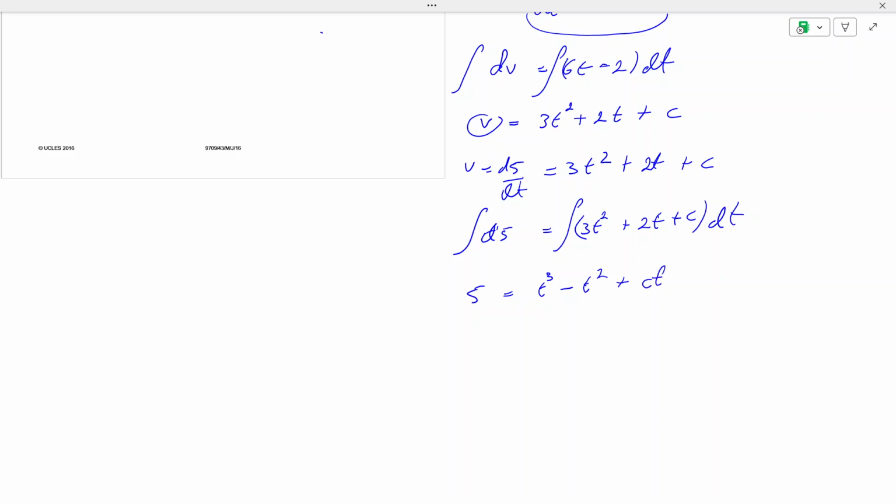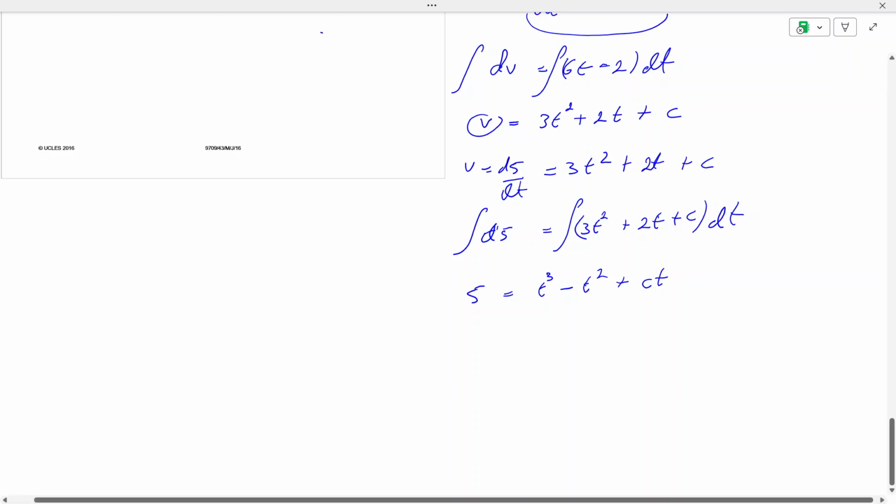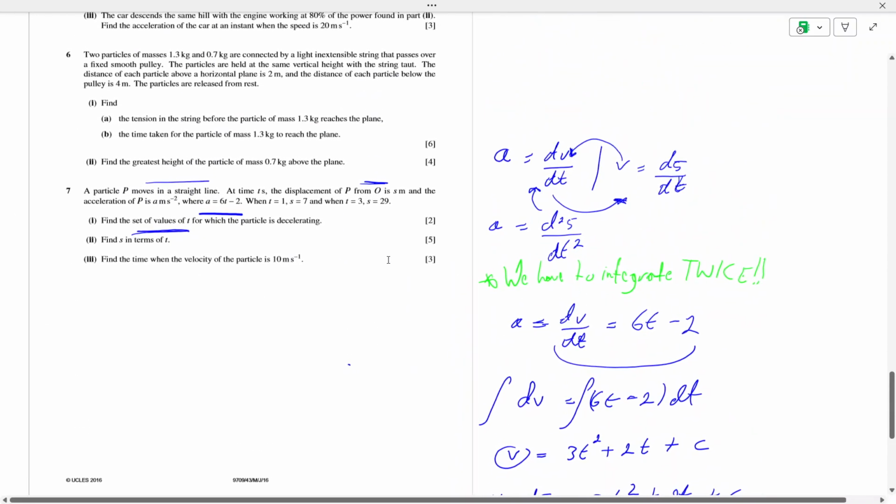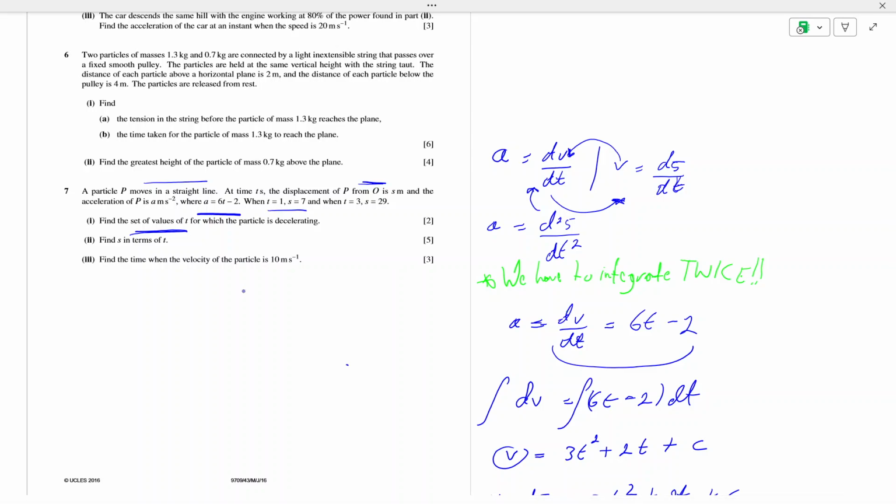Okay, ct plus a new constant of integration. I'm just going to call this one c2. Okay, new constant of integration, right? Then we use the initial values that we got. The question told us these initial values. We have when t is 1, s is 7. Then we also have when t is 3, s is 29, right? So these are the values that we use.